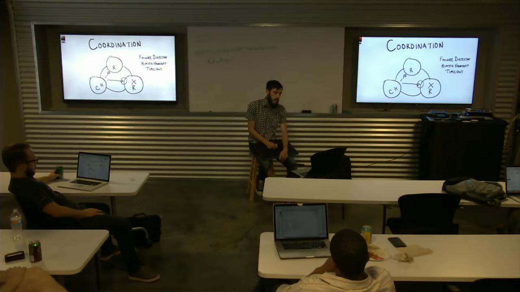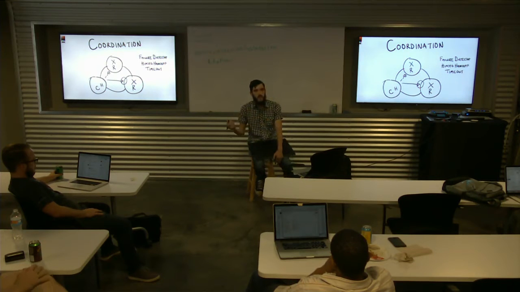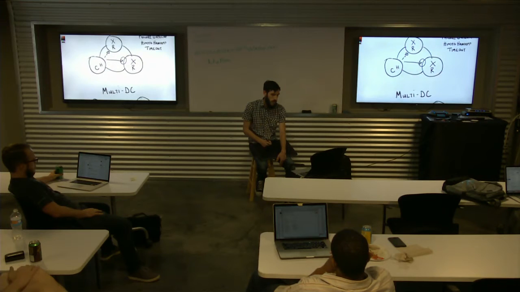Say both of the replicas failed to respond, they both died in the middle of the request. Then of course it'll just send a write timeout exception back to the client. All right. I think that's everything I wanted to talk about there.